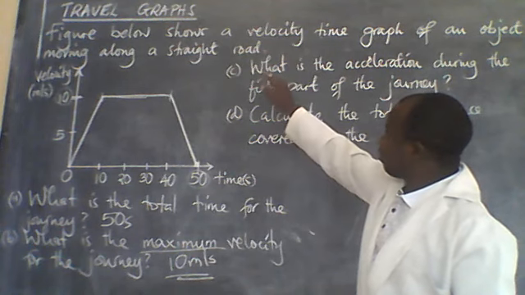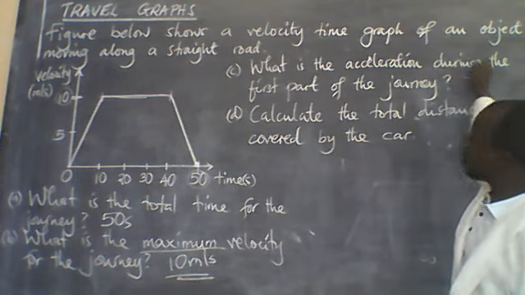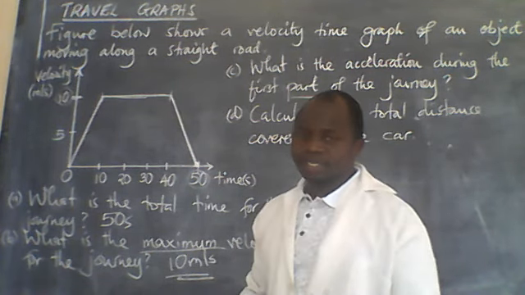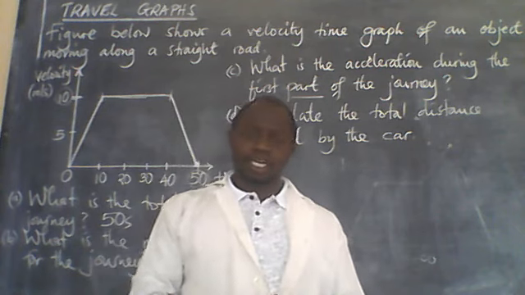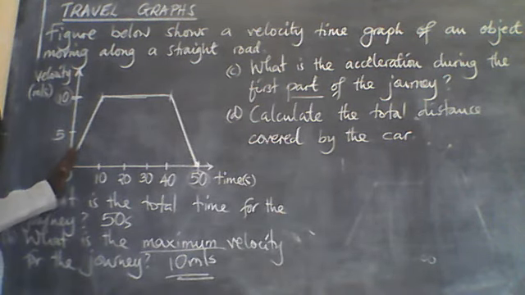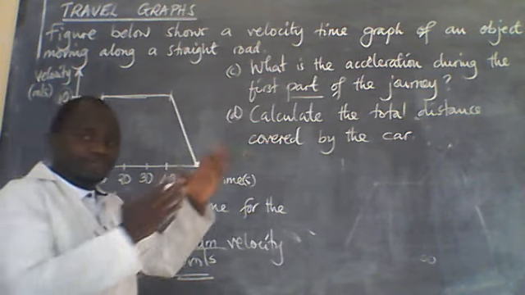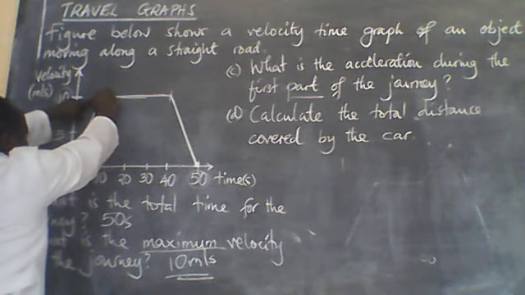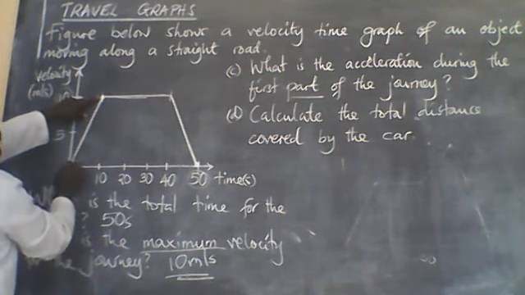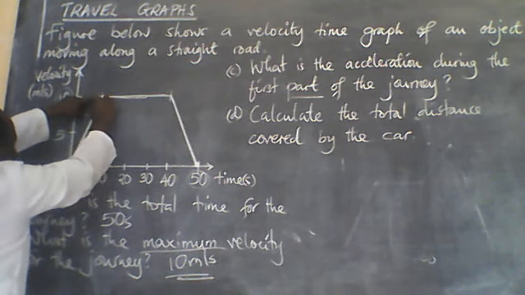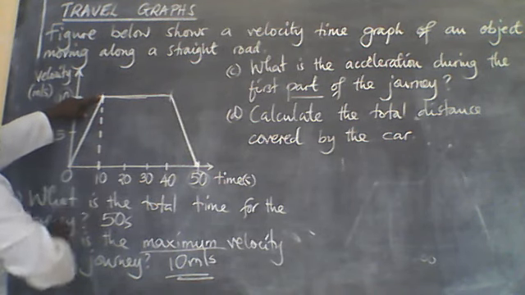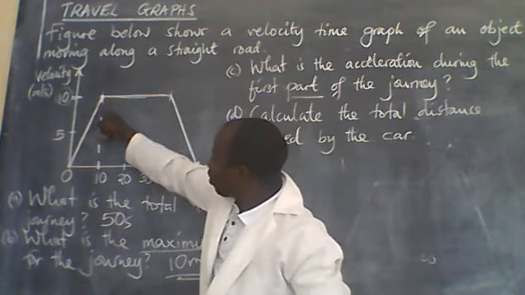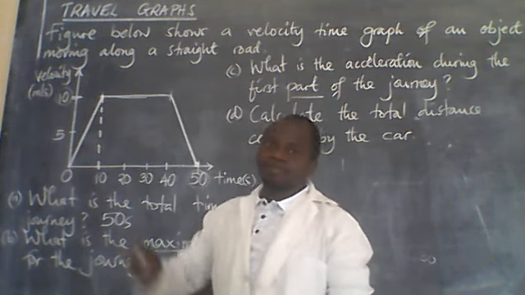We look at C. What is the acceleration during the first part of the journey? This is where you need to understand. During the first part of the journey. So we have the first part here where the car did not stop. That's the first part until this person decided to rest at this point. So what we want is the acceleration this person took in the first journey. So this is what we are talking about here, the first journey.